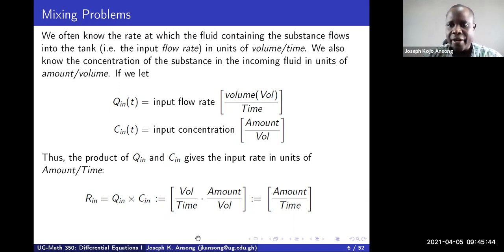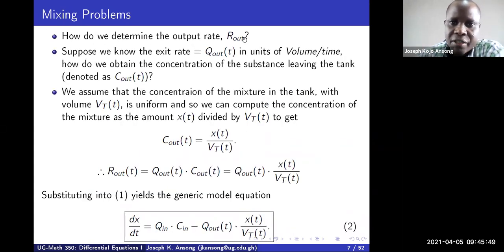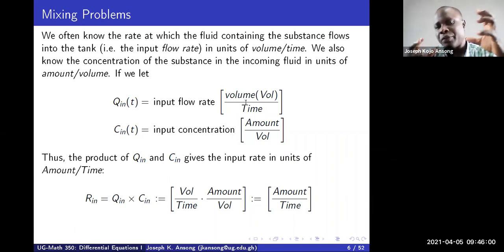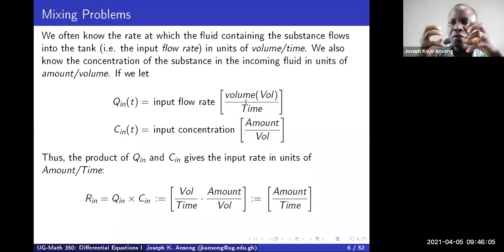So we know how to find R in. The question is, how do you find R out, the output rate? Similar to what we did for the input rate, if we know the output flow rate in terms of the volume that is going out, the question is, how do you find the concentration that is going out? You can often use the concentration within the tank. You assume that the stuff that comes into the tank mixes up with the fluid that is already there, let's say fresh water.